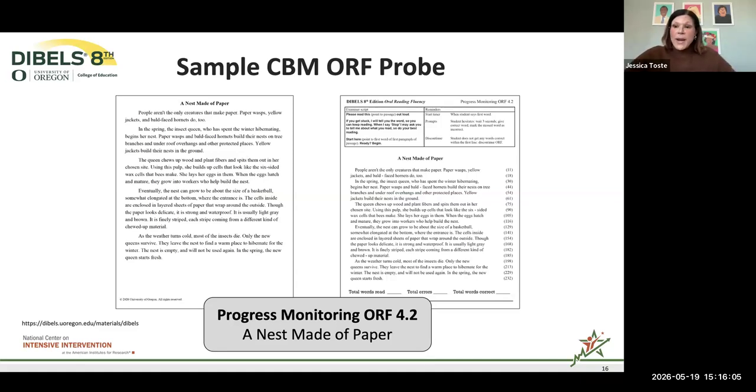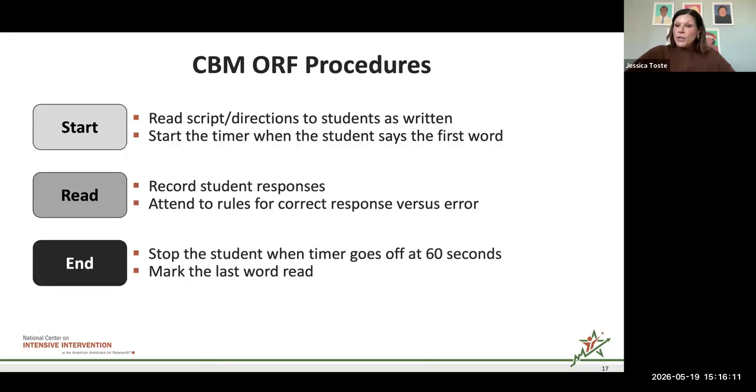So this is from a fourth grade progress monitoring passage called A Nest Made of Paper. If you want to know more, you can go look it up and read about the nest made of paper. When you get into the CBM administration, it has fairly simple procedures. These are procedures that should be followed very strictly, but they are fairly simple to implement.